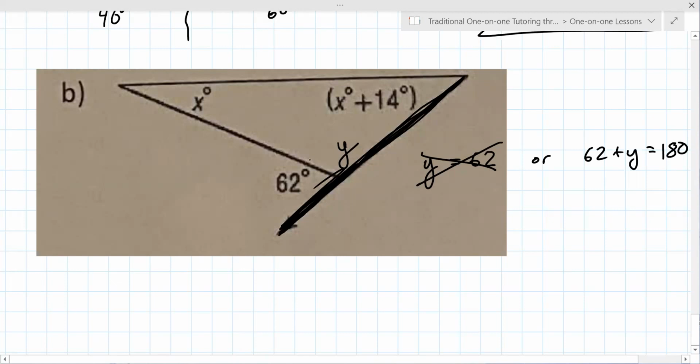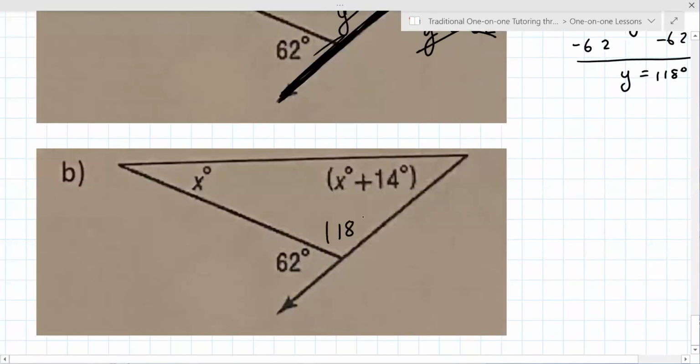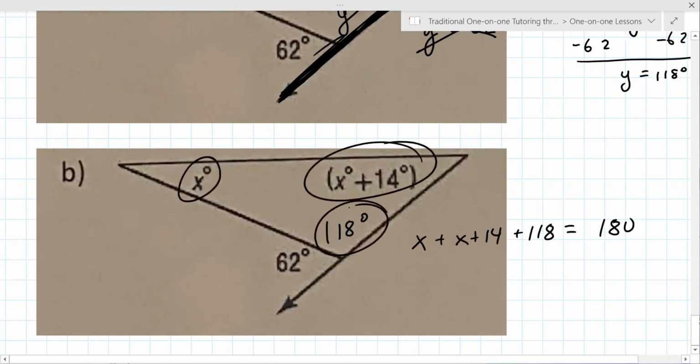So Y is equal to 118 degrees. Yes, it is. Okay, so now if I put 118 right here, is 62 plus 118 equal to 180? Yes. Okay, but we want the triangle. We want x. So x plus 14 plus 118 has to equal 180, because all three angles in a triangle must add up to 180.